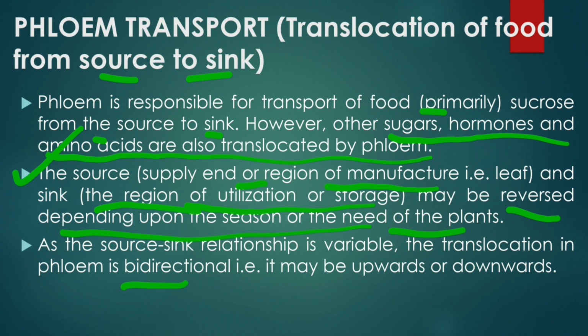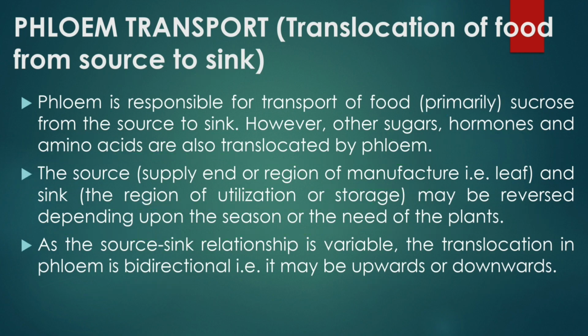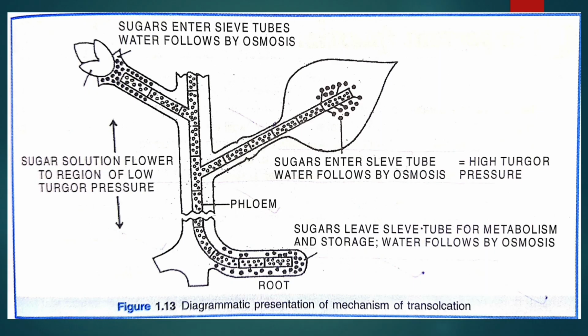It may be upward, it may be downward, but through xylem the water and mineral always move upward, but in phloem it is bidirectional, maybe upward, maybe downward. So it is the diagrammatic representation of mechanism of translocation. Sugar enters into the sieve tube in the leaf, then it can move to any other part of the plant.